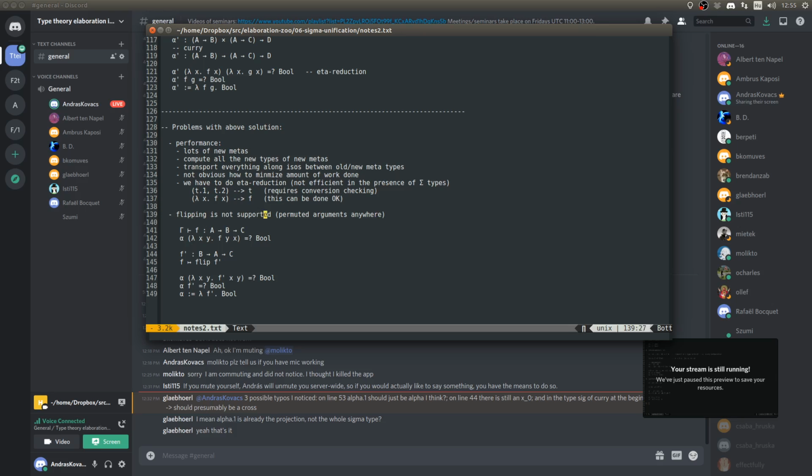So arguments basically can be permuted in any function in local scope, but should also be permuted in the type of a meta. But that's not very relevant, because this kind of pattern unification does not really depend on the order of the arguments to a meta, but it can actually depend on the order of the arguments to a function which comes from the local scope.